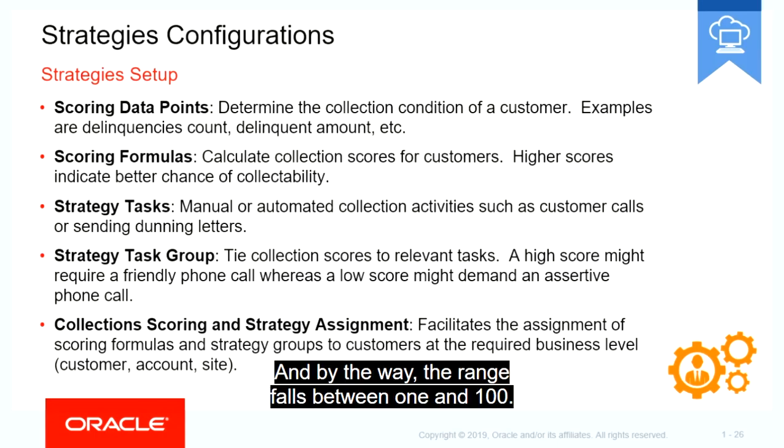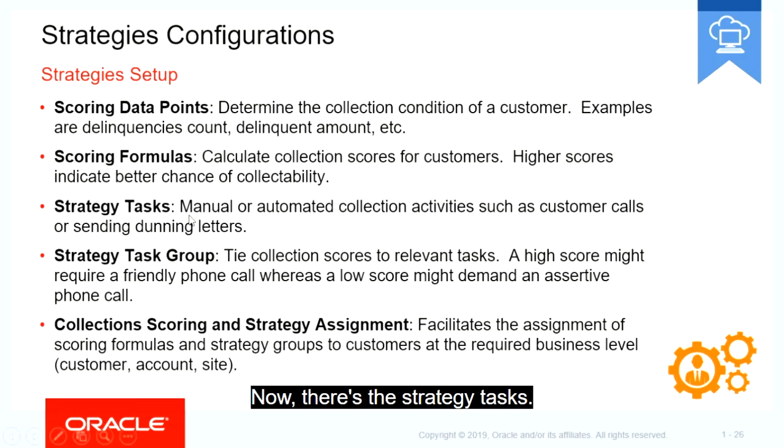And by the way, the range falls between 1 and 100. So of course, if I'm thinking about that range, a score of 80 is going to be better than a score of 45, right?